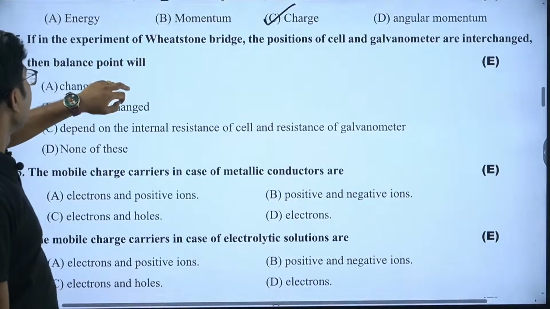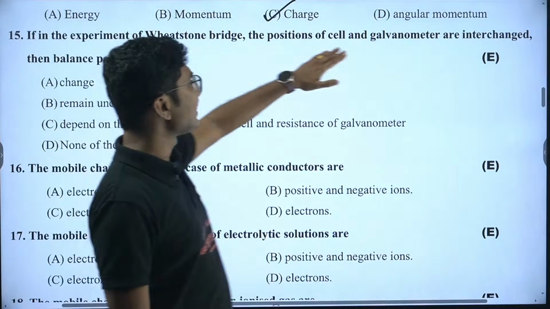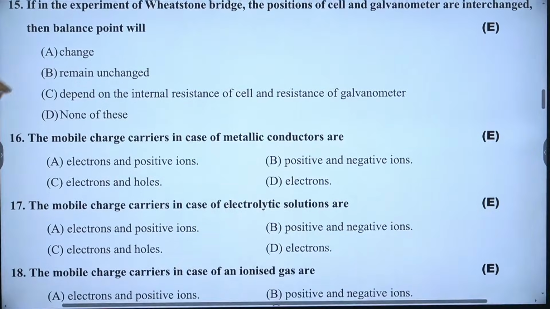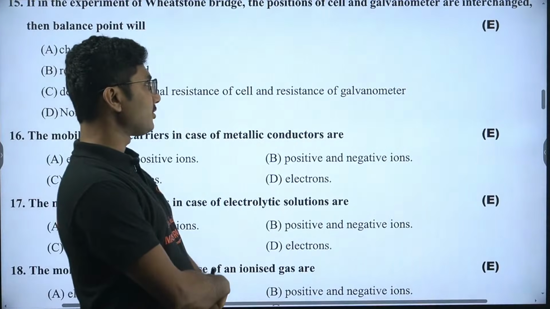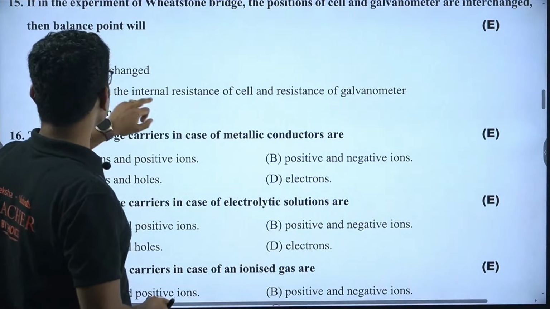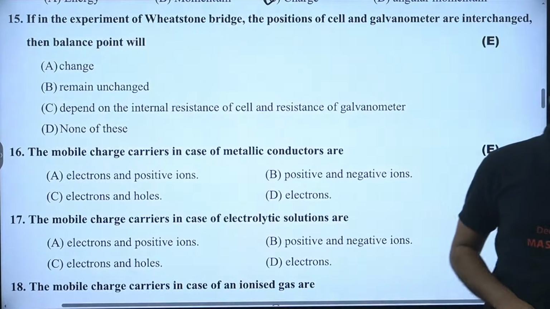Now, in the experiment of Wheatstone bridge, if the positions of the cell and galvanometer are interchanged, the balance point will change, remain unchanged, depend on the internal resistance of the cell and resistance of the galvanometer, or none of these. Let's see. This is question number 15.